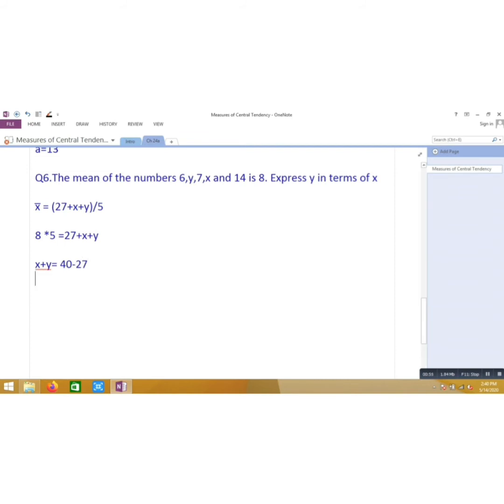Separating the numerals and variables on the left hand side and right hand side, we get x plus y equal to 13. Second part is express y in terms of x. So y equal to 13 minus x.